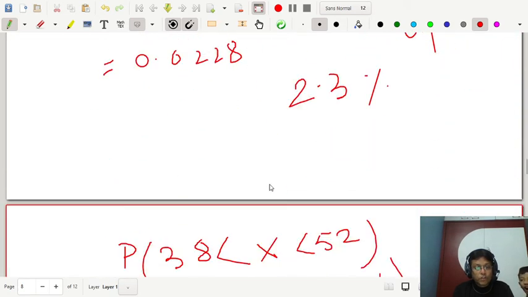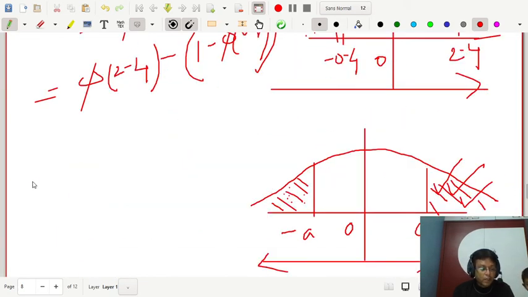So if you substitute, you will get the answer. In this case you will get the probability. Actually phi is nothing but your region, your probability. It's giving you the probability distribution, so minus infinity to 2.4.